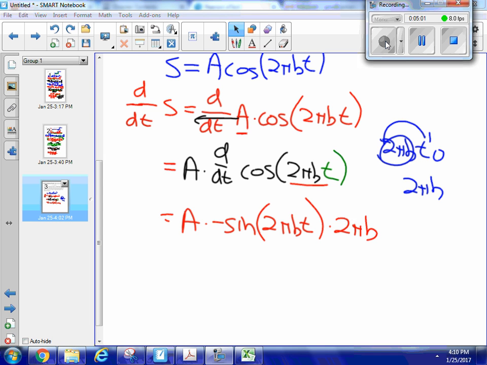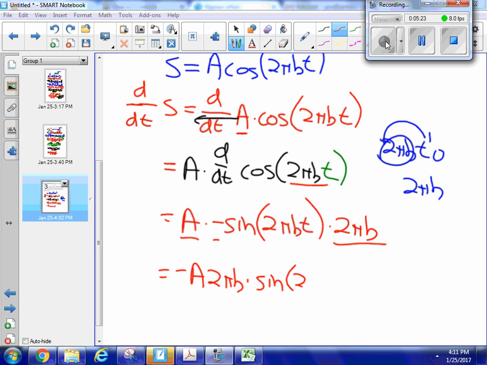So this is the first derivative, this is the velocity, and I think I ought to simplify it just a little bit, since it's times 2 pi b, and I have an a, and I have a negative sign. I'm going to call this negative a 2 pi b times sine 2 pi b t. So that would be my velocity.